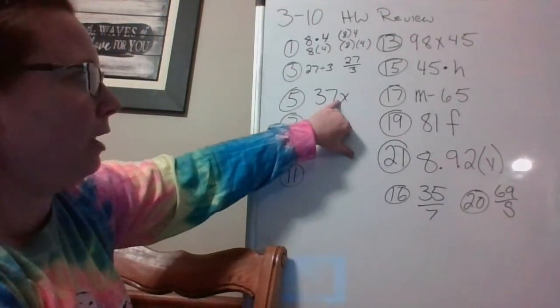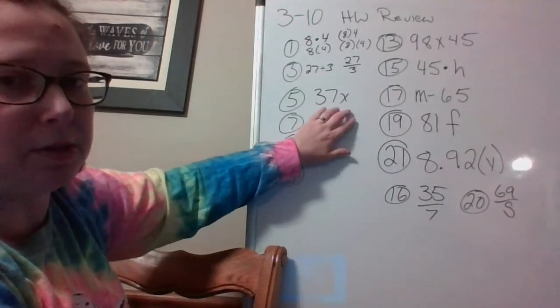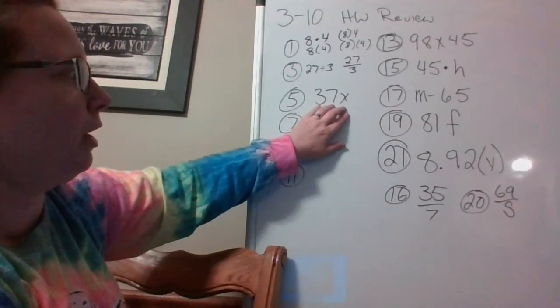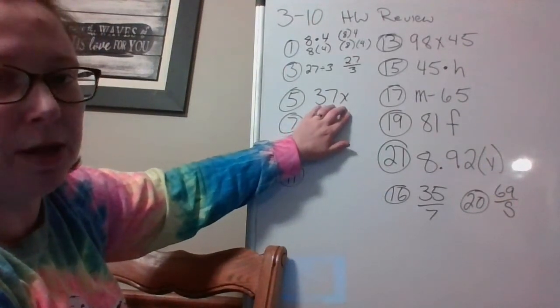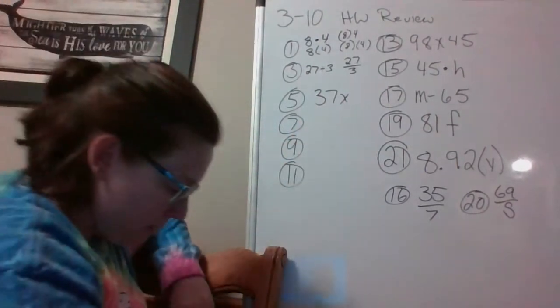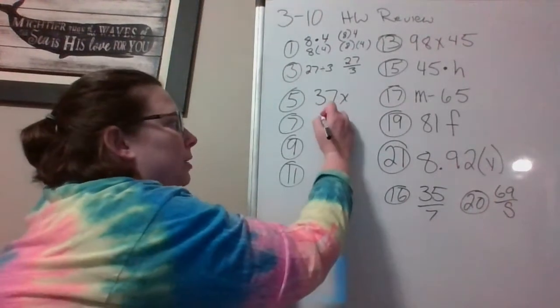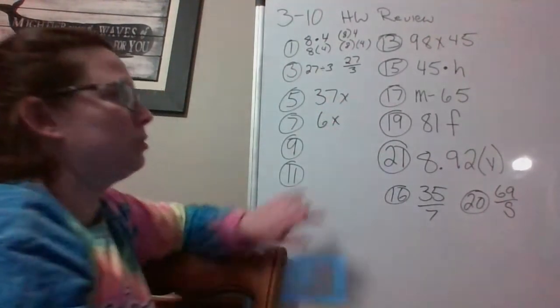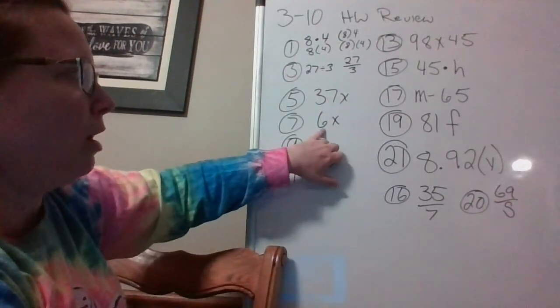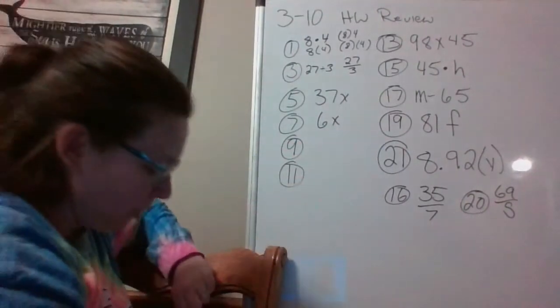You could put a dot in between if you wanted. You could put parentheses if you wanted. But this is really the simplest way to write it. Just 37 with an x right beside it. That means we're going to multiply. Number 7 says 6 times a number. So again, a number is where you're going to put in that variable, and writing them right beside each other means that we're going to multiply.